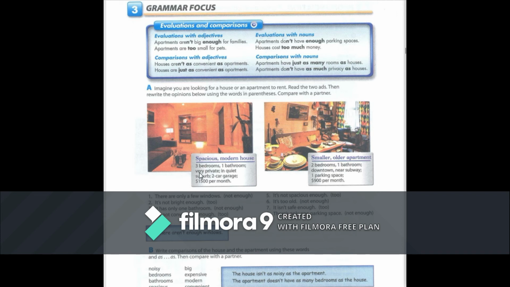It's considered from 3 bedrooms, 1 bathroom, very private and quiet. Suburb, 2-car garage, 1,500 per month. So it costs 1,500 per month. Okay. Smaller, older apartments. It's 2 bedrooms, 1 bathroom, downtown near subway. 1 parking space, 900 per month. So obviously this is cheaper. This one is more expensive.